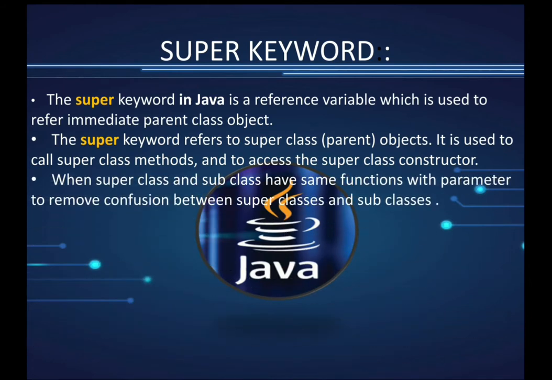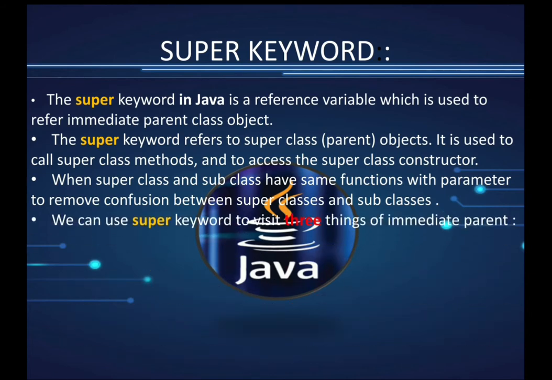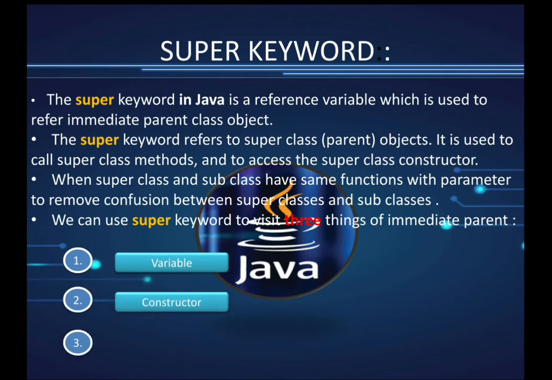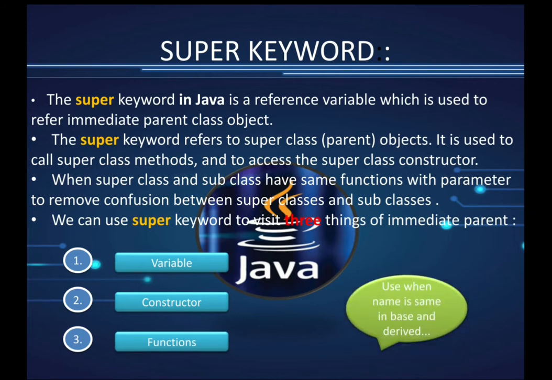When the superclass and the subclass have the same functions with parameters, we use super to remove confusion between superclass and subclass. We can use the super keyword to access three things of the immediate parent. Number one, variables. Number two, constructors, and we can use functions. When we have the same names, we can use the super keyword to differentiate between both of them.